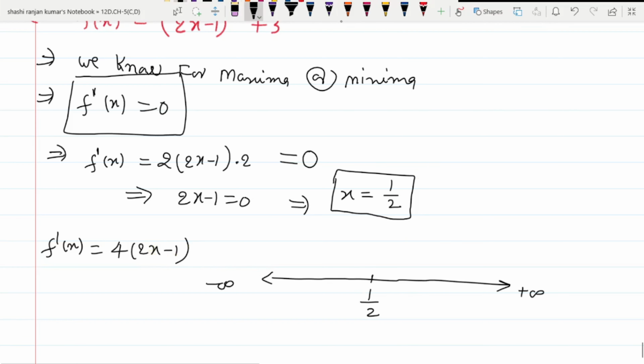Means for this side, all the values will have a positive sign. The signs alternate, you know the wavy curve method I taught you in class 11th also, if you remember. So this region will come out negative. This is the sign of f dash x. Now tell me, is x equal to half the point of maxima or minima?